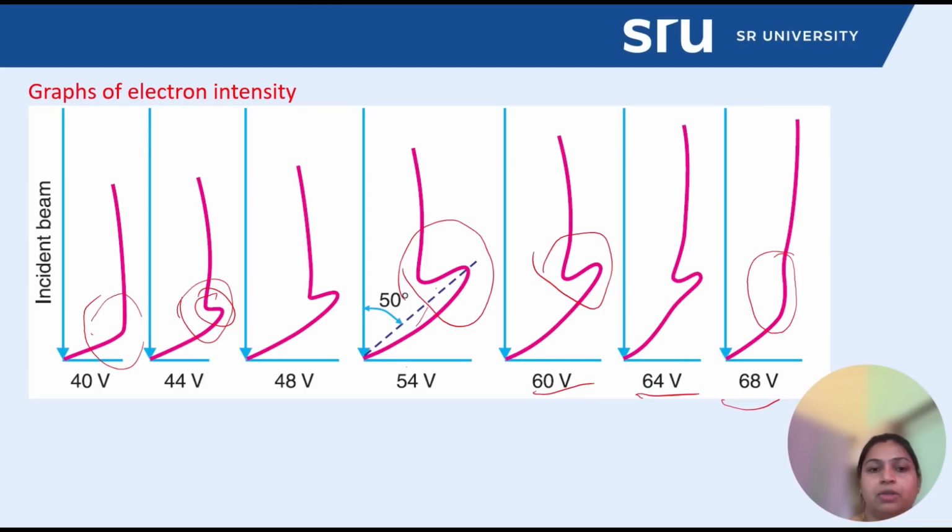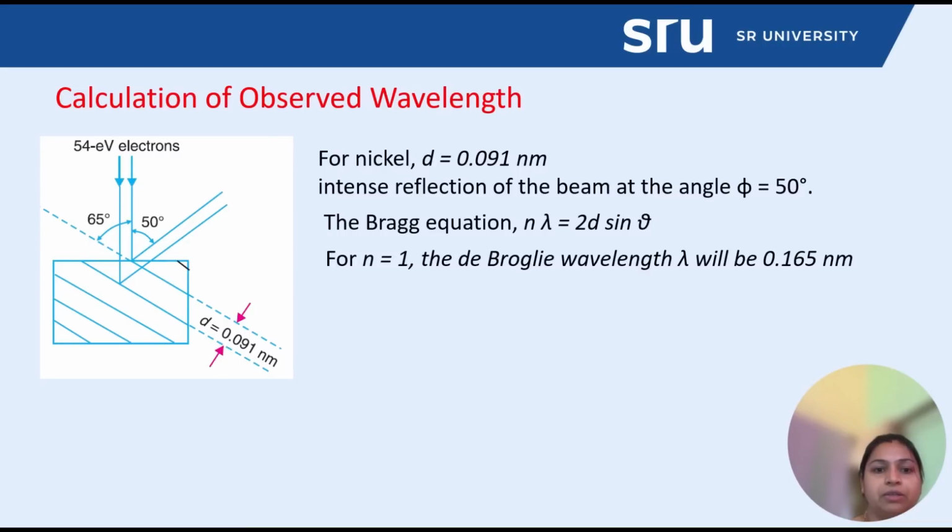So basically, what we were plotting there is that at 54 electron volt, this is the beam position. For nickel we know that the atomic spacing is d equal to 0.091 nanometer, measured from X-ray diffraction, and we can see the intense reflection of the beam at an angle phi equal to 50. From de Broglie's equation, n lambda is equal to 2d sine theta. Here n is 1.